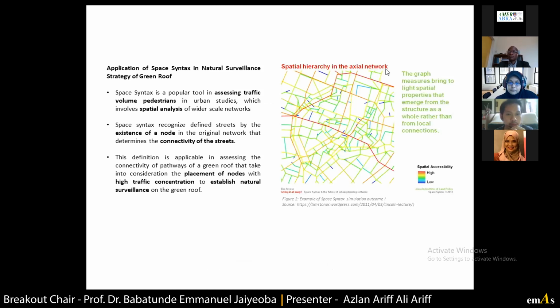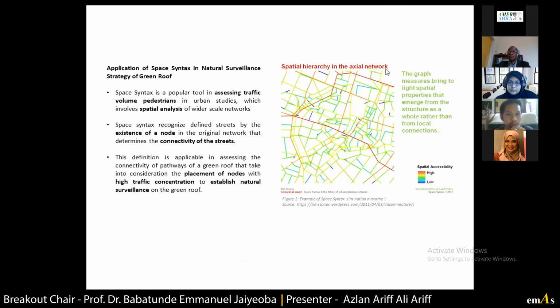On the execution part, the green roof is regarded as a building feature. In Malaysia, we have a Green Building Index. By having a green roof, it pays back the land that has been taken by the building. So it contributes to a high score of the Green Building Index in the overall building performance certification.